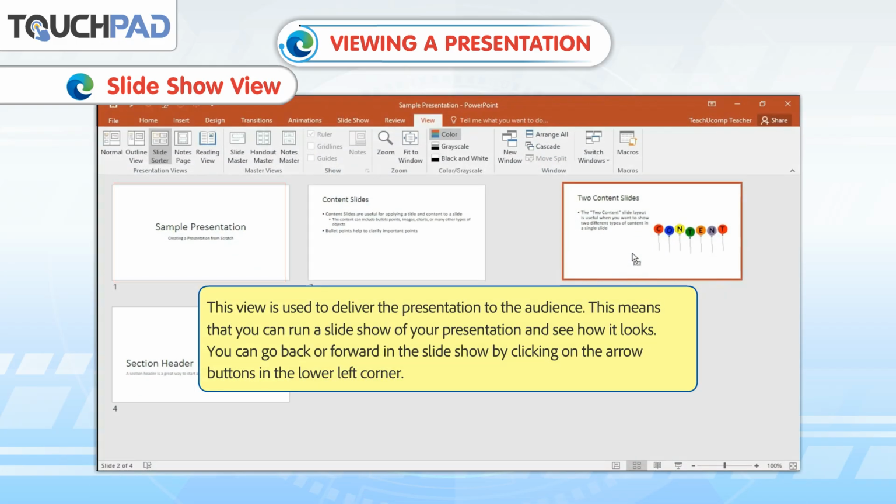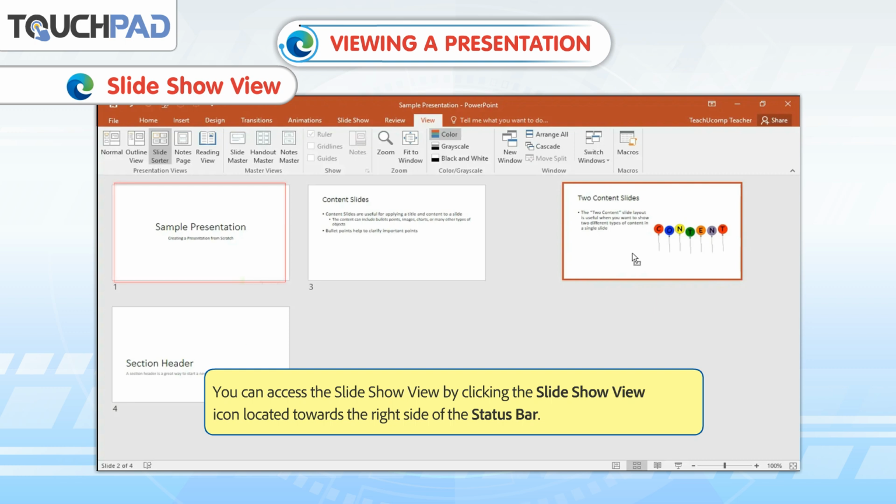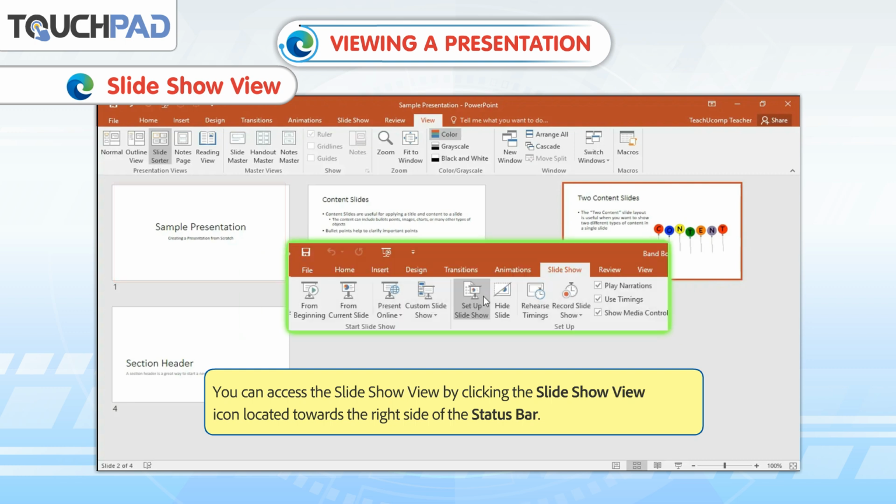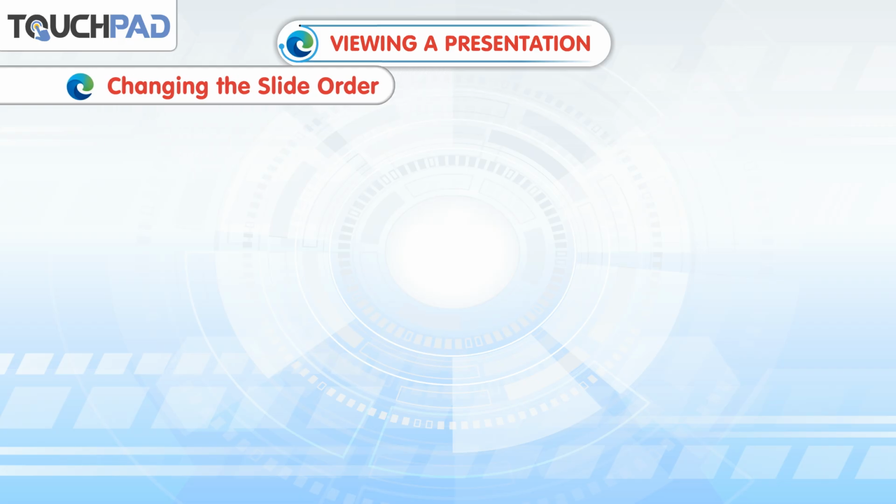Slideshow view. This view is used to deliver the presentation to the audience. This means that you can run a slideshow of your presentation and see how it looks. You can go back or forward in the slideshow by clicking on the arrow buttons in the lower left corner. You can access the slideshow view by clicking the slideshow view icon located towards the right side of the status bar.